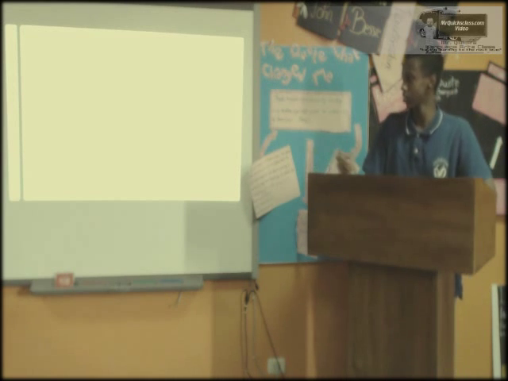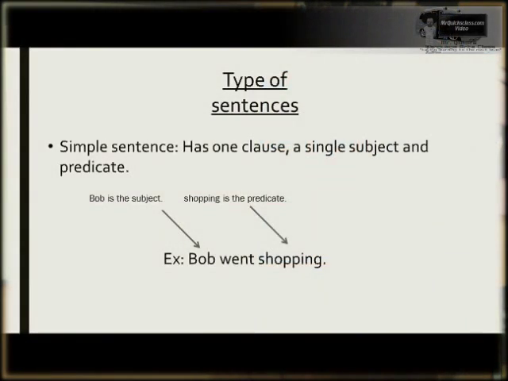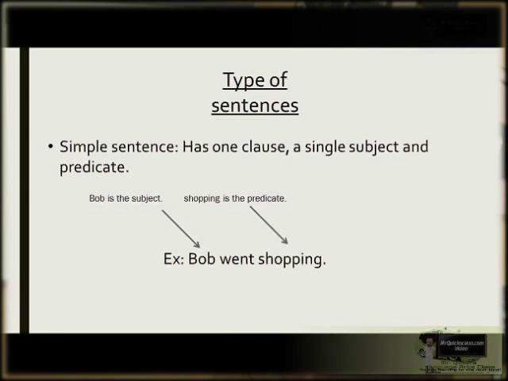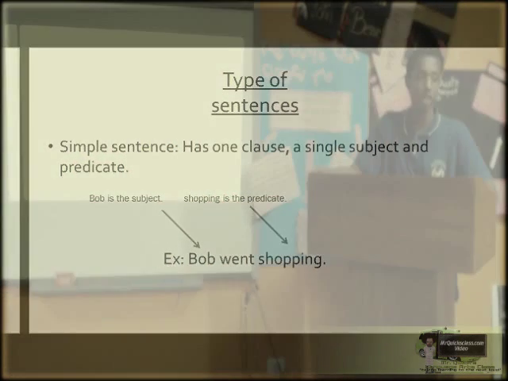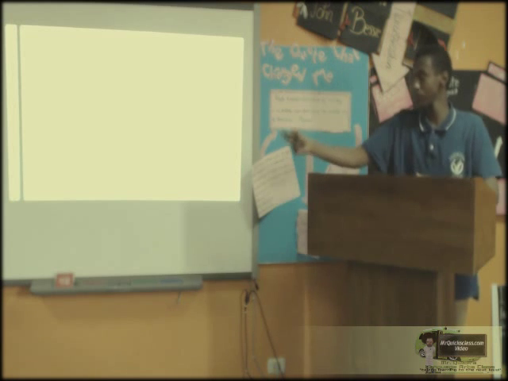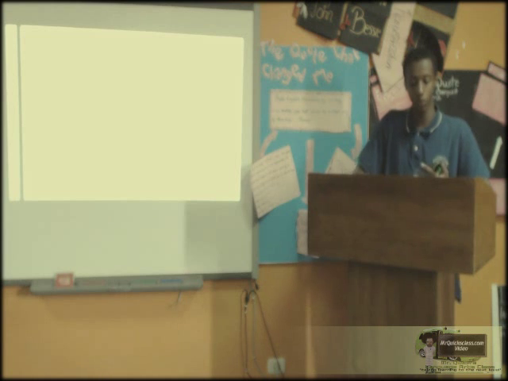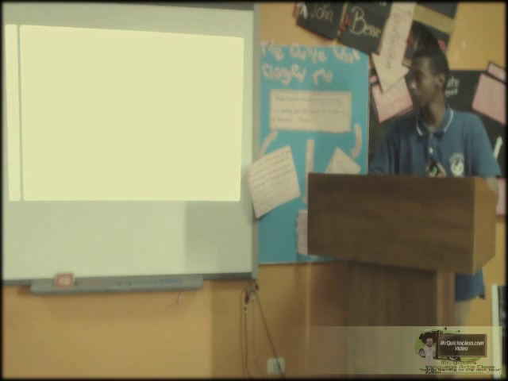So the types of sentences. I'm going to be talking first about the simple sentence. A simple sentence is a clause that has a subject and a predicate. Here's an example. Bob went shopping. Bob is the subject and the predicate is went shopping. There's actually four types of sentences: simple, compound, complex, and compound complex. I'll be getting to those.